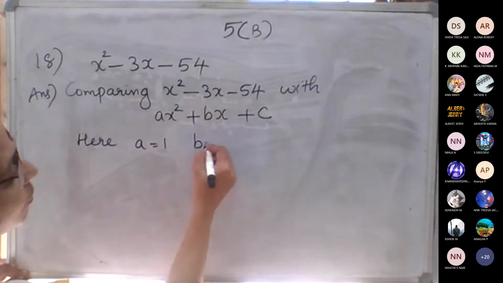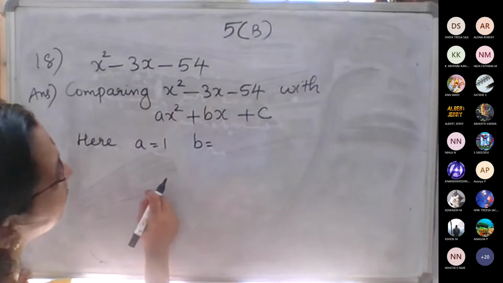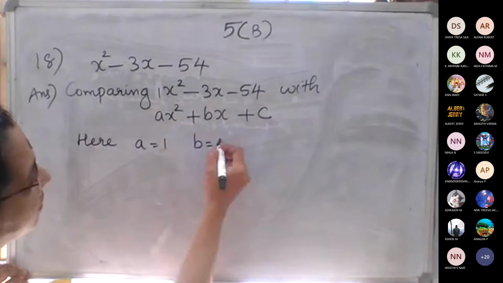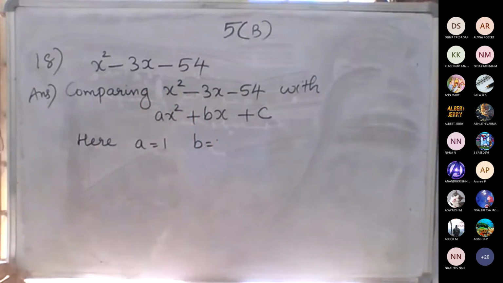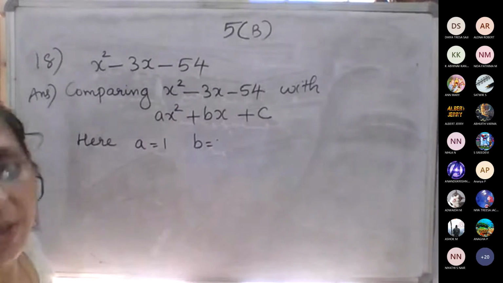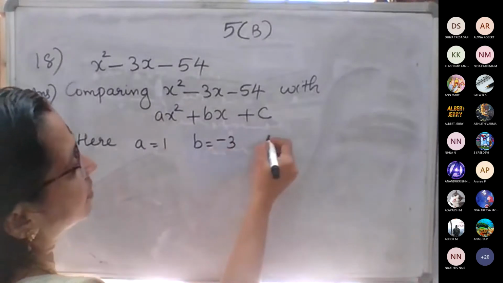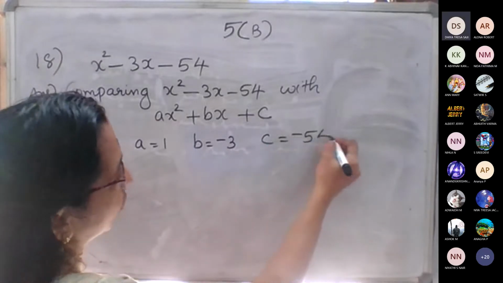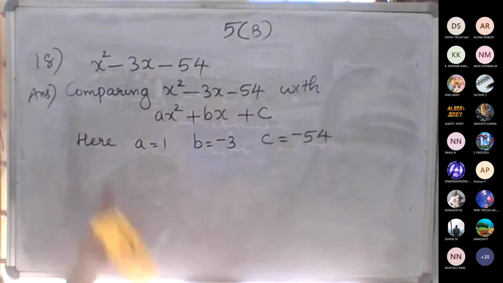Then b is equal to, don't write first, listen to me. I will give you time. Simply x square means 1x square. a is equal to 1, b is equal to what? Negative 3. c is equal to what? Negative 54. Write that down after this. Comparing x square minus 3x minus 54, in all the questions you have to do it this way, with x square plus bx plus c. We are comparing this.